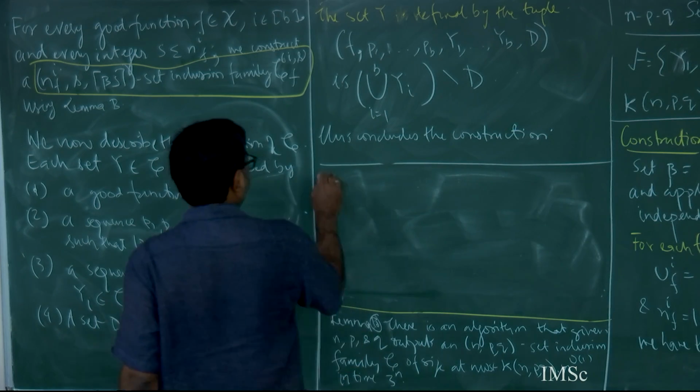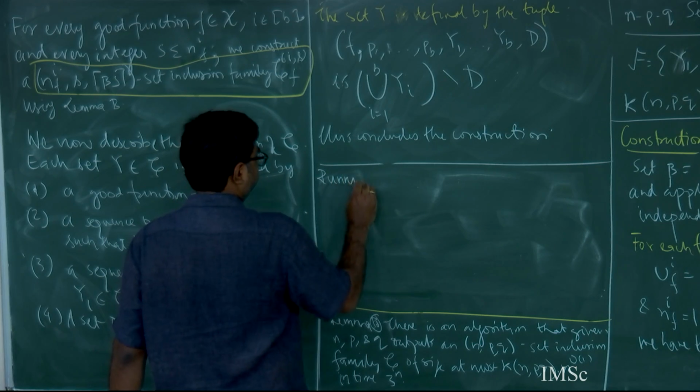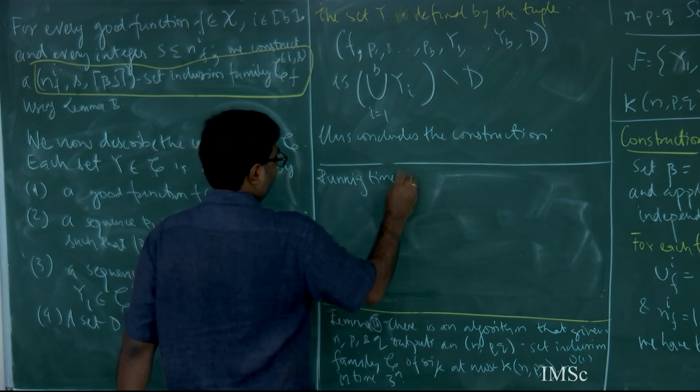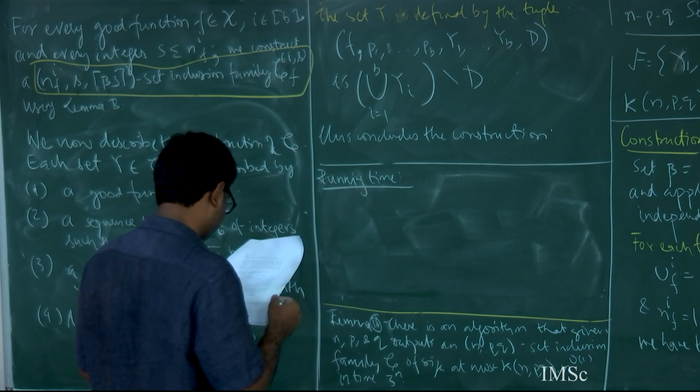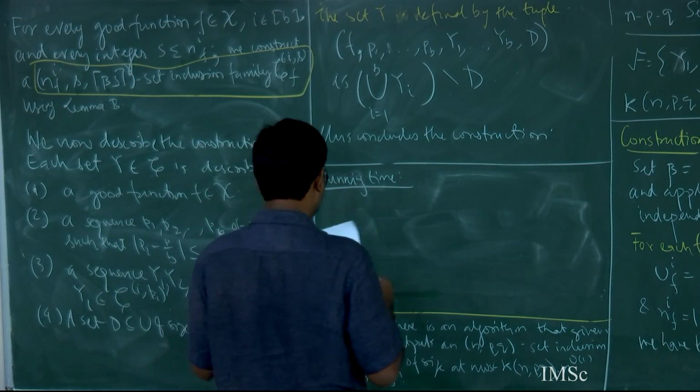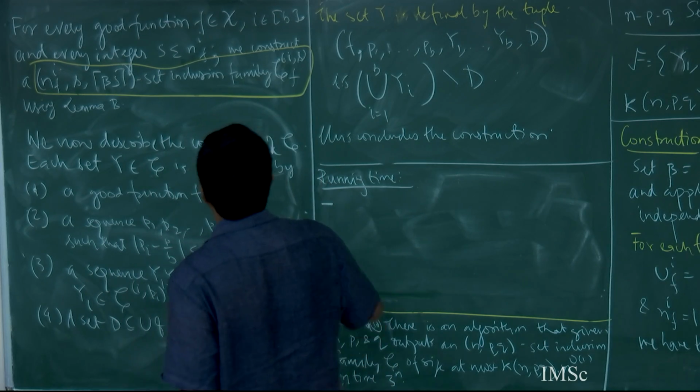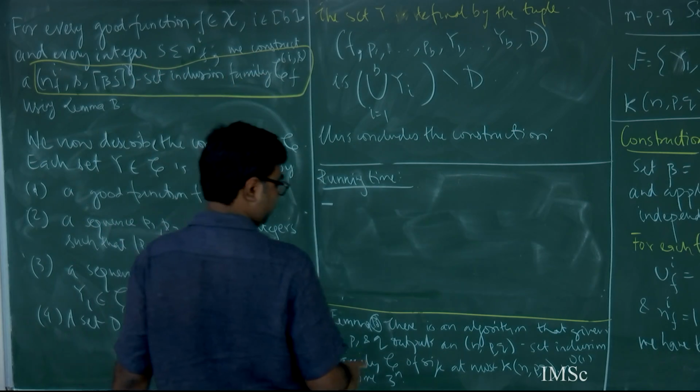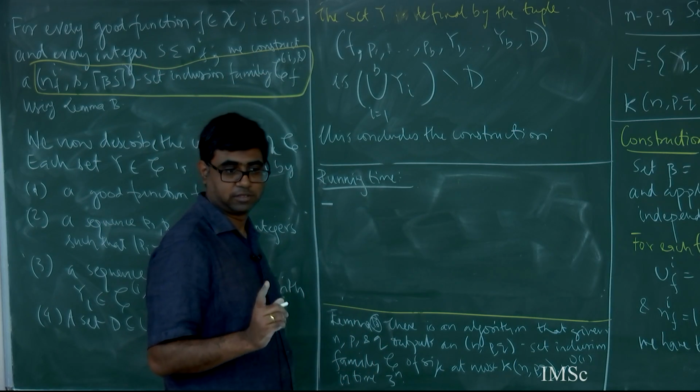Okay, so running time. First, what we construct is this chi. That construction takes polynomial time, right?